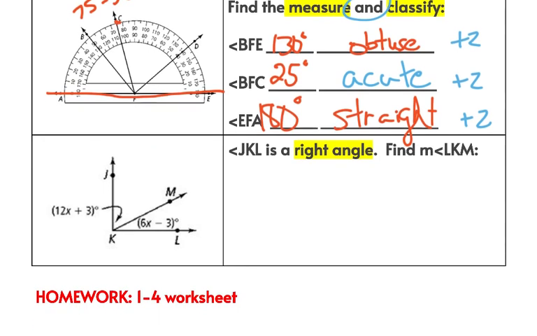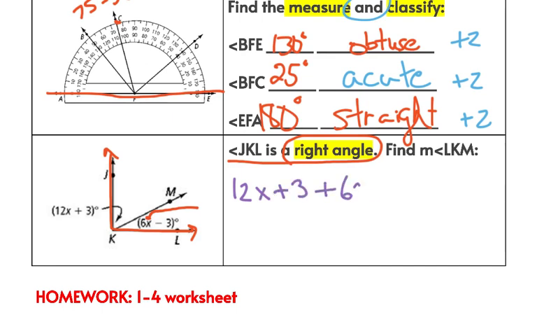Next up, it says JKL is a right angle. So I know that this whole angle is 90 degrees. What else do I need to do? I need to figure out what X is. Because it's asking me for LKM, that means I'm going to need to figure out what X is to plug it in. Well, our angle addition postulate says that when a big angle is chopped into 2 smaller angles, the 2 smaller angles have to add up to the measure of the whole thing. Well, it's a right angle, so it's 90 degrees. So give yourself a point if you did that.